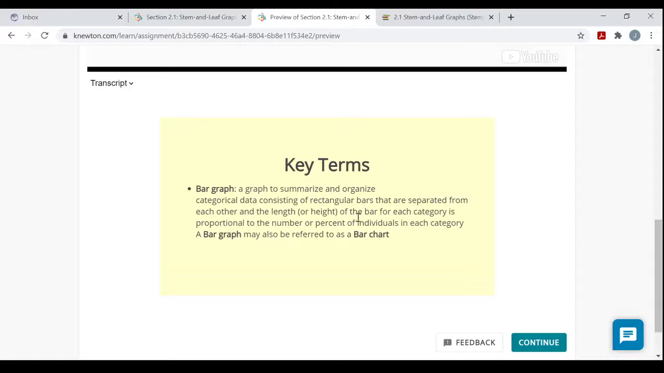And the length or height of the bar for each category is proportional to the number or percent of individuals in the category. Right? So the height of the bar could be a percentage, what percentage of the data is in that category, or it could just be a frequency, how many individuals are in that category. A bar graph may also be referred to as a bar chart. Okay.